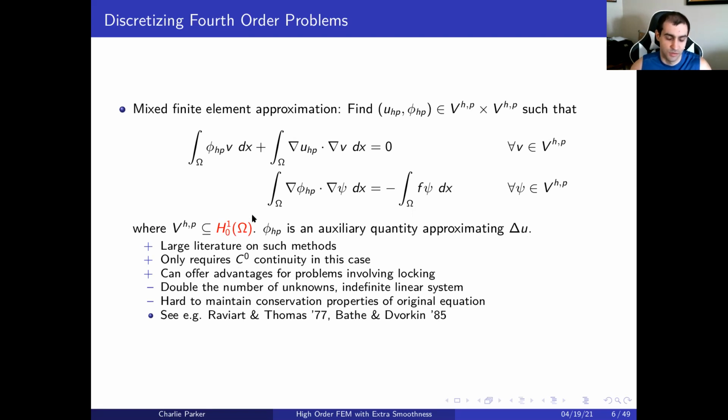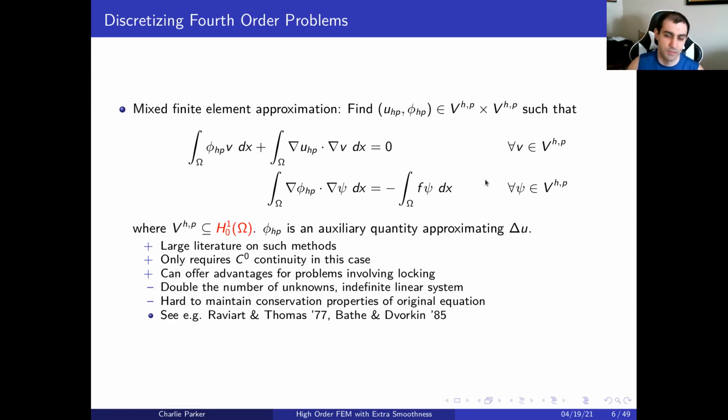So we can use the usual conforming finite elements that we're all used to. And so there's a lot of literature on these methods. You know, we only have C0 continuity in this case. Mixed methods can help with problems involving locking. However, you double the number of unknowns and you get an indefinite linear system. And it can also be hard to maintain certain conservation properties of the original equation.